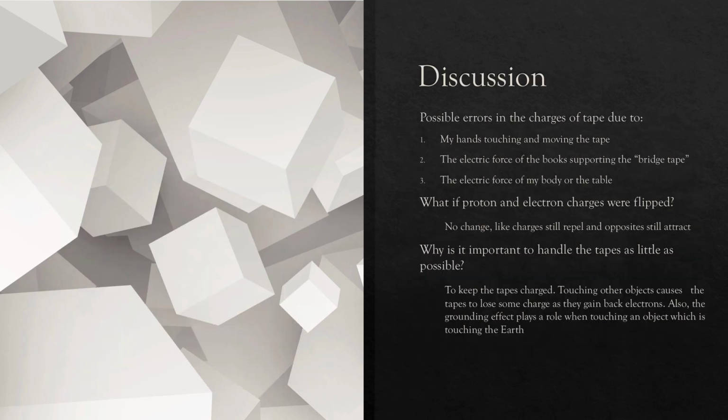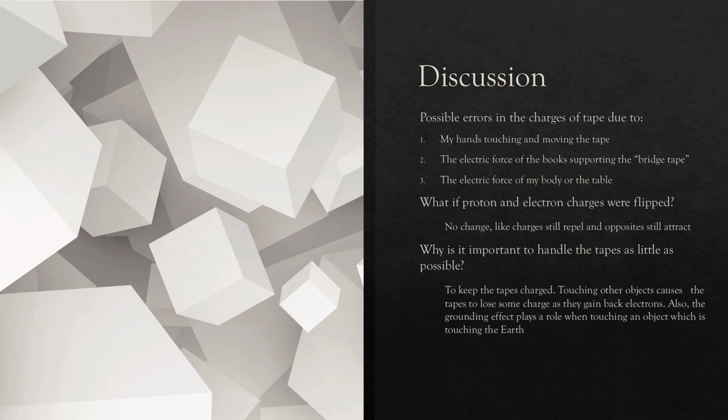So some possible errors in the charge of the tape could be due to my hands touching the tape and moving the tape, the electric force of the books on the supporting bridge tape, tape B, and then the electric force of my body or the table on which the books were. So what if proton and electron charges were flipped? There'd be no change, since like charges would still repel and opposites would still attract.